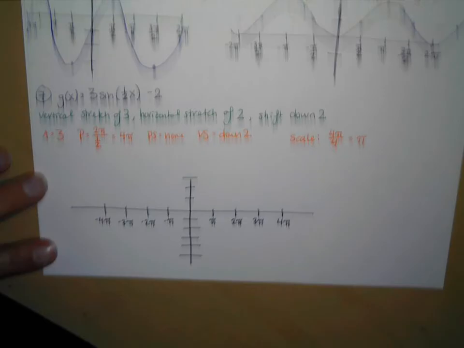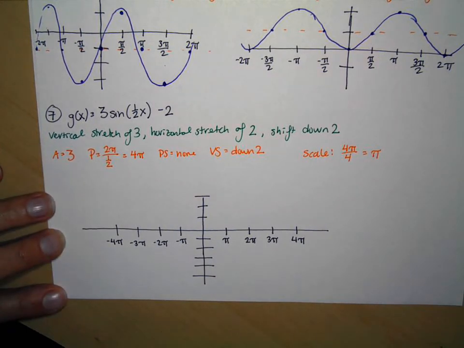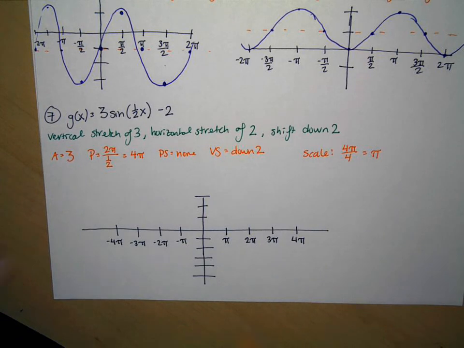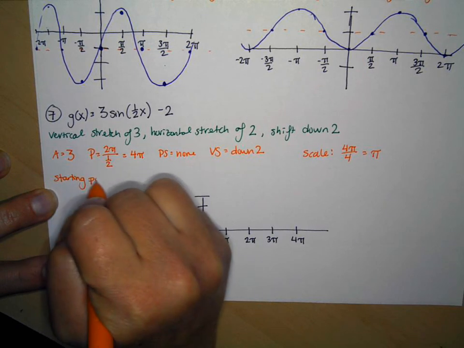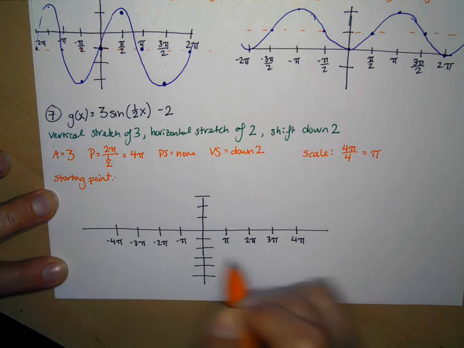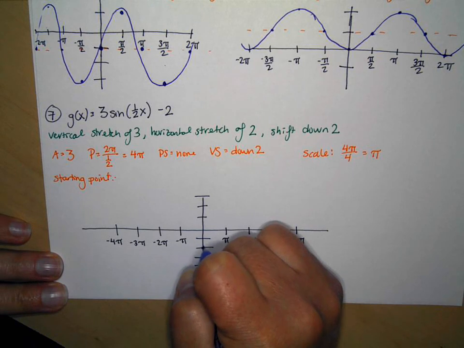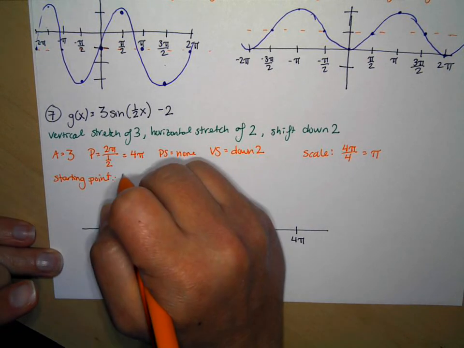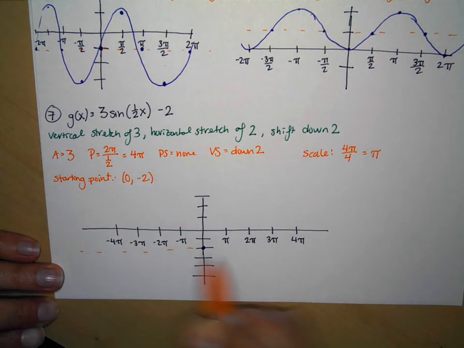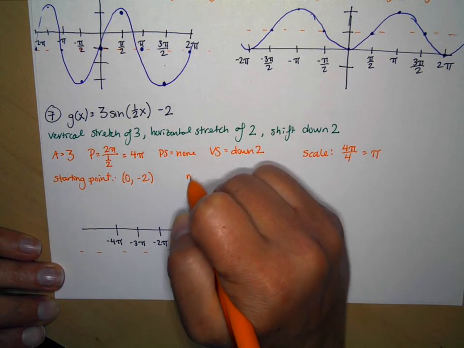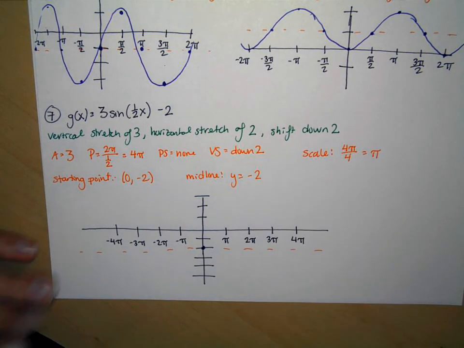Oh, slide that up so you can actually see. There we go. All right. Step 3, we're going to determine our starting point. And remember, for sine, it's normally at 0, 0, but because we have a shift down 2, our starting point is at 0, -2. And if it helps you to sketch in your midline, you can. So our midline is the line y equals -2.